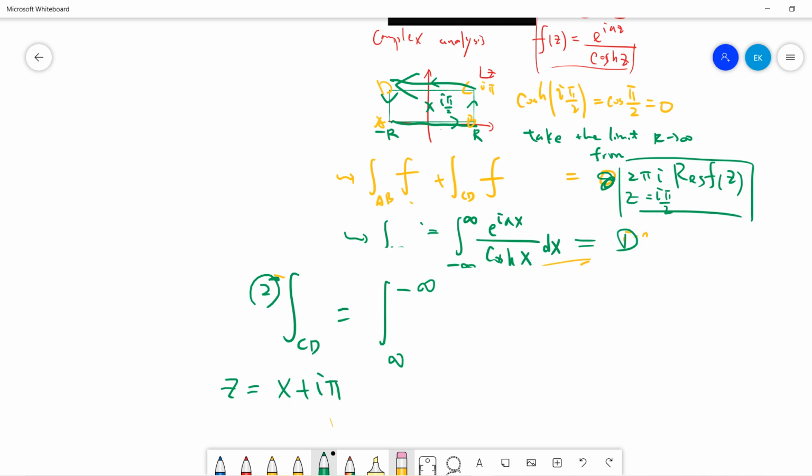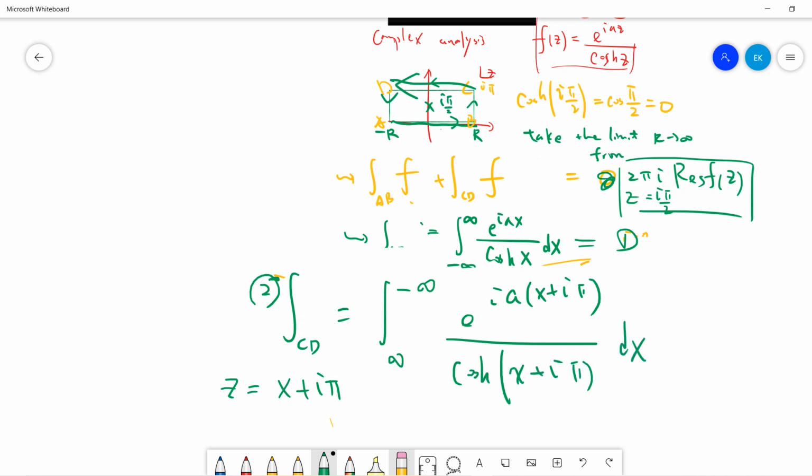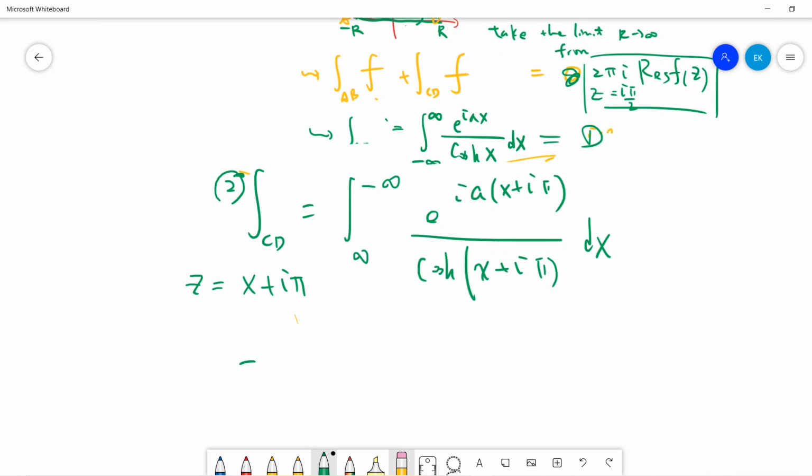Right? Okay, so it's the integral of exponential iax over cosh(x plus i pi) dx. This term is negative, minus a pi, right? So you times this, and the integral goes from negative infinity, exponential iax over cosh(x plus i pi).